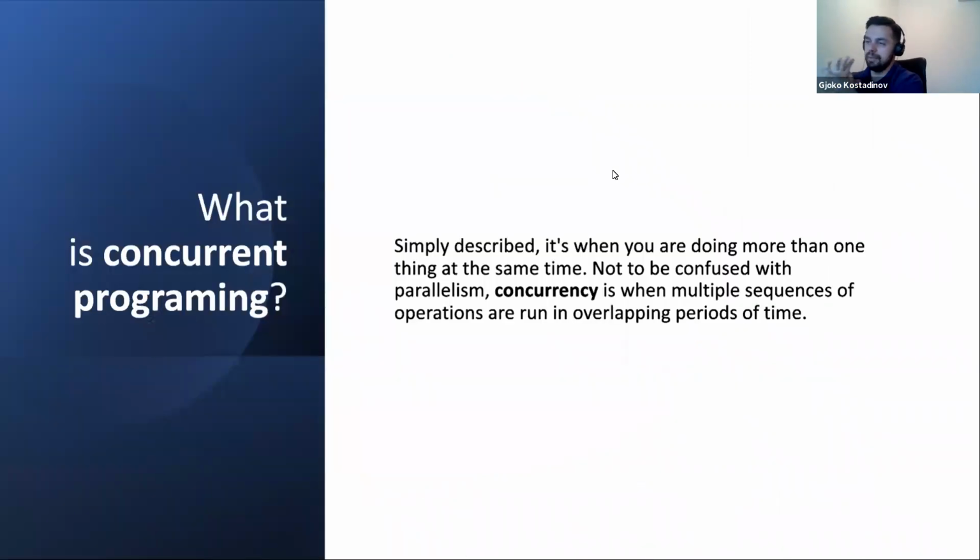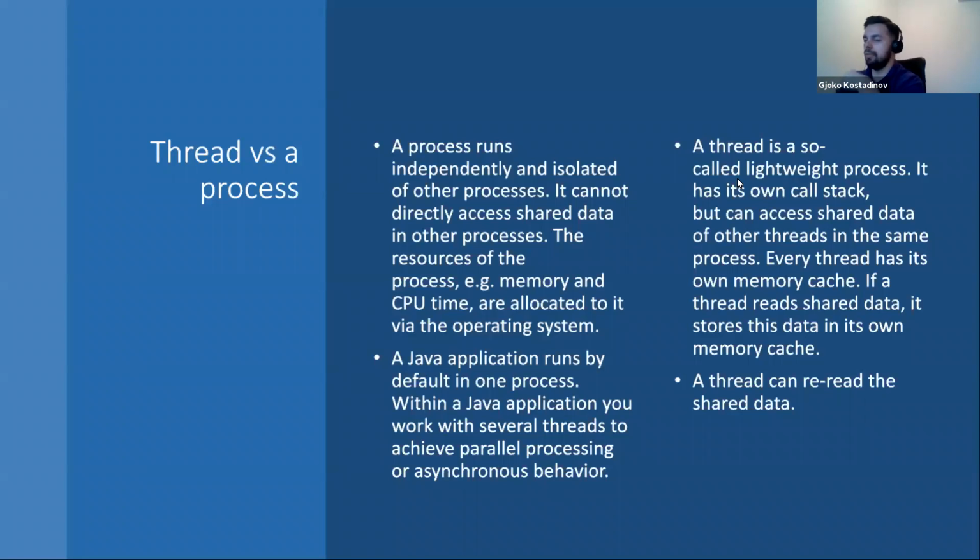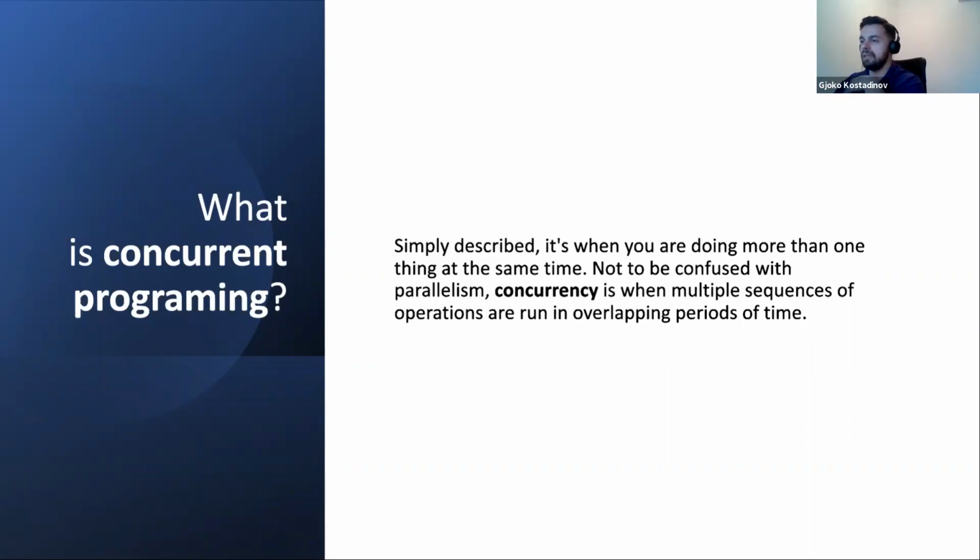Let's start with a simple definition. So what is concurrent programming? Concurrent programming means doing more than one thing at a time, which is not the same as parallelism. But you could say that parallelism is actually a kind of subset of concurrent programming. And with that in mind, let's go to the next slide.